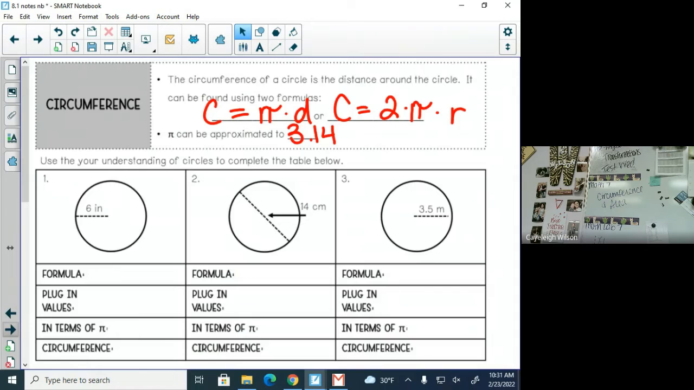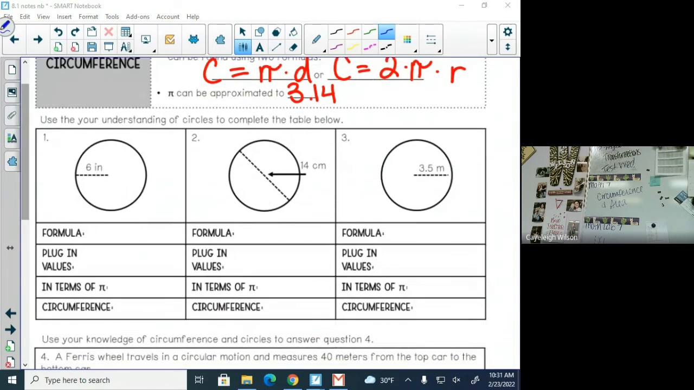Okay, so the next part says, use your understanding of circles to complete the table below. So let's look at number 1. It tells me 6 inches. Is that the radius or is that the diameter? Radius. That's the radius. So that means that I'm going to use the formula 2 times pi times r. So that's how I know which formula to use. They gave me the radius, so I'm going to use the formula with radius. We good on that? Okay.